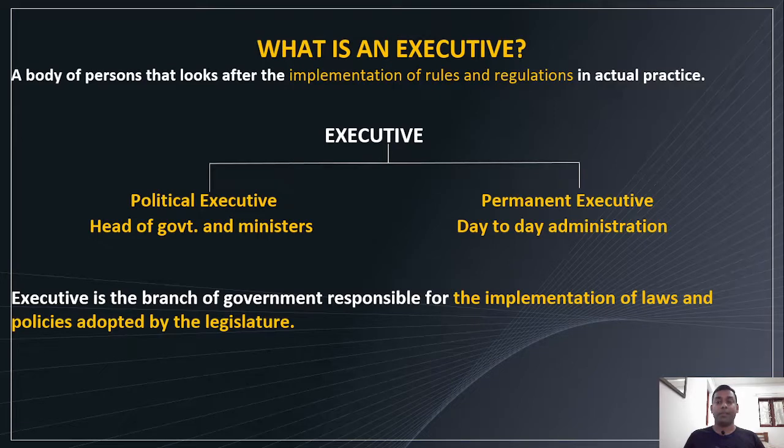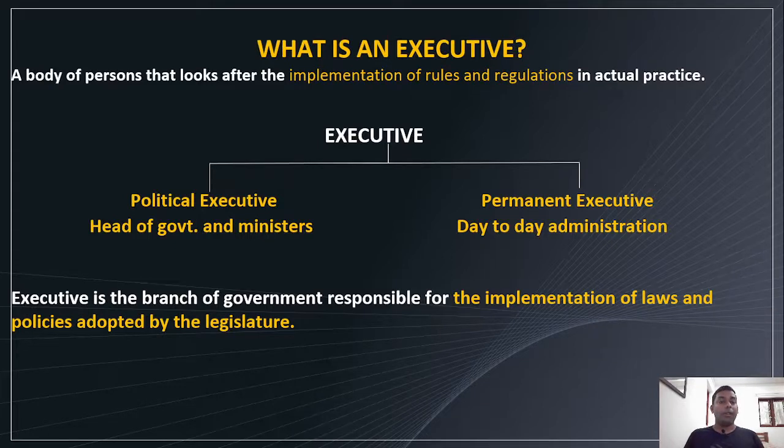What is an executive? Even before discussing executive in detail, we know something about executive, right? Executive is one of the organs of the government. And which are the other organs? Legislature as well as judiciary. Legislature does what? It is responsible for lawmaking, right? And executive is responsible for implementing the laws and policies. And judiciary is responsible for interpretation as well as protection of laws, or we can say constitution.